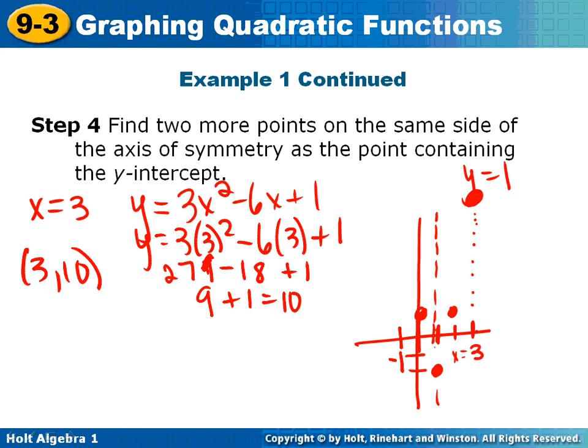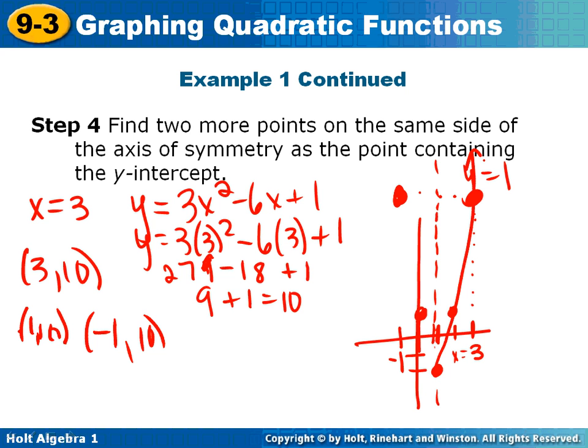But using my brilliance, I know that this has an axis of symmetry, which means that this is the same on both sides. So if 3 is a 10 and it's 2 units from my axis of symmetry, I also know that -1 is also going to be at the point 10. So -1, 10. Now I connect my dots.